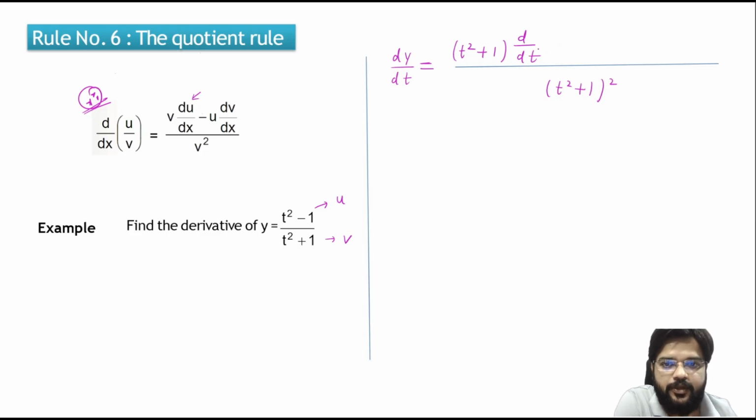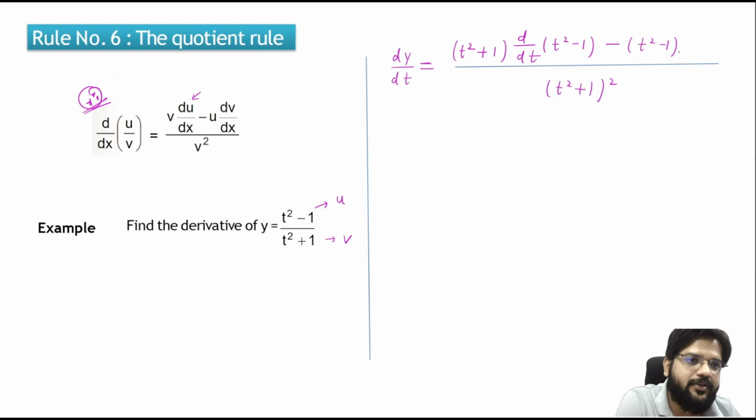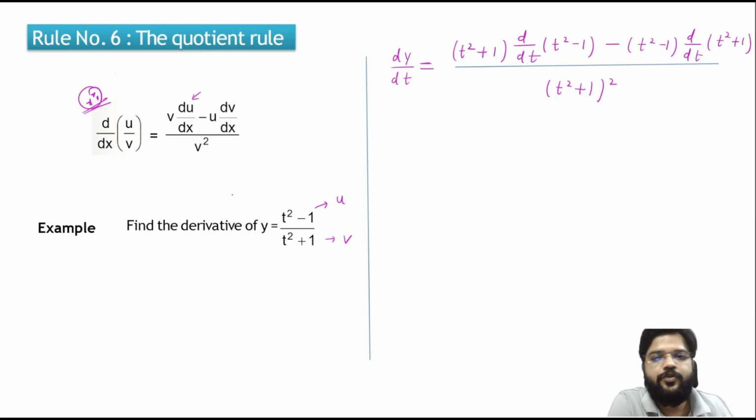So here u, what we have, is t square minus 1. Then we will put a negative sign, correct, then we will write t square minus 1 as it is, meaning u we are writing as it is, and then we are doing differentiation of v. So v we have t square plus 1. So first of all, we are arranging all things according to this formula. Now do the differentiation, everyone.